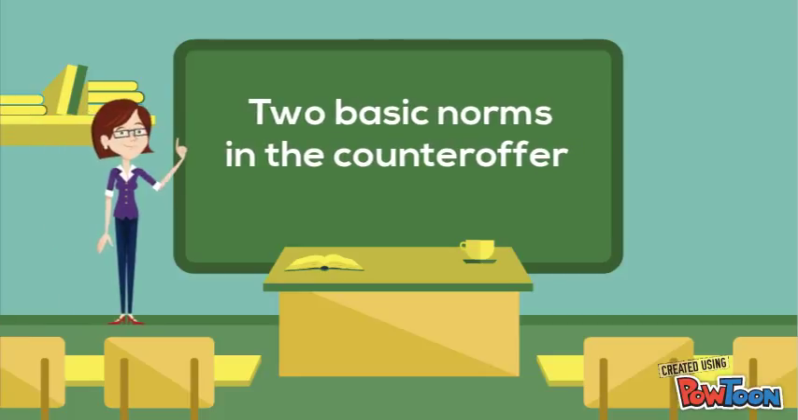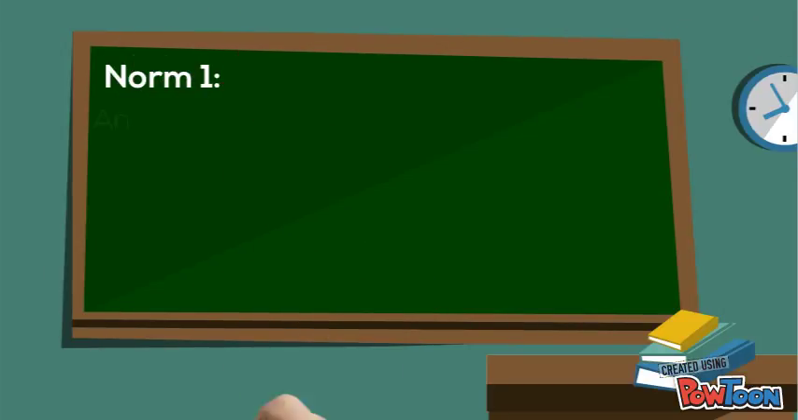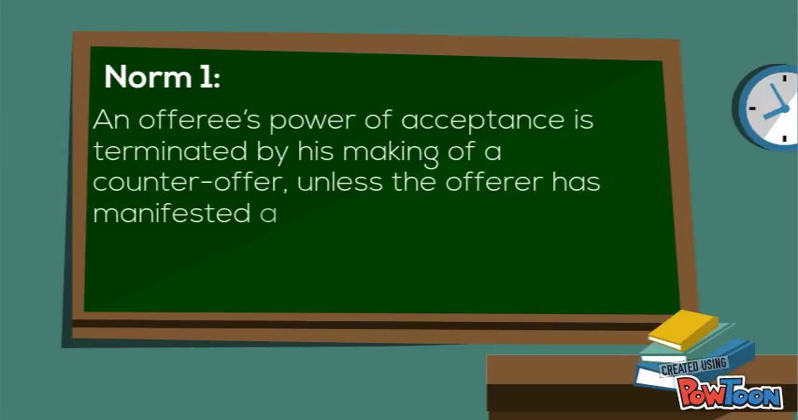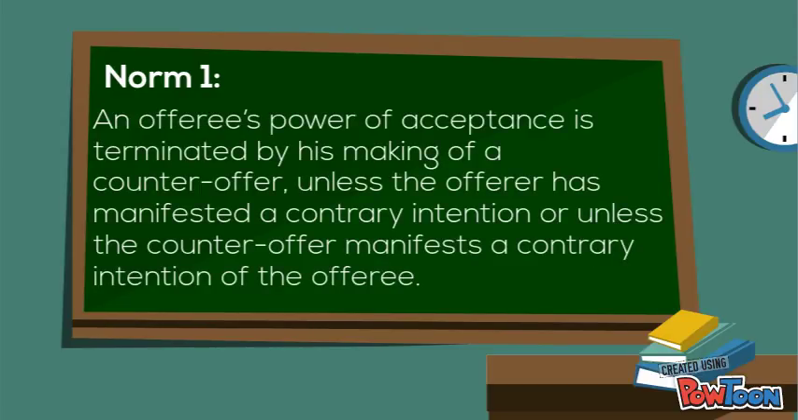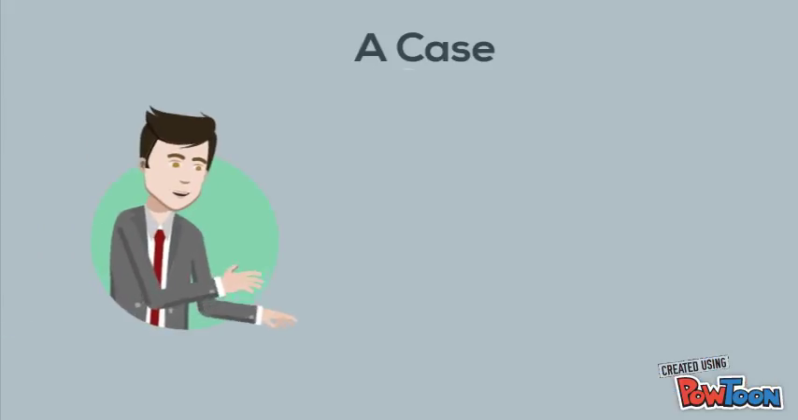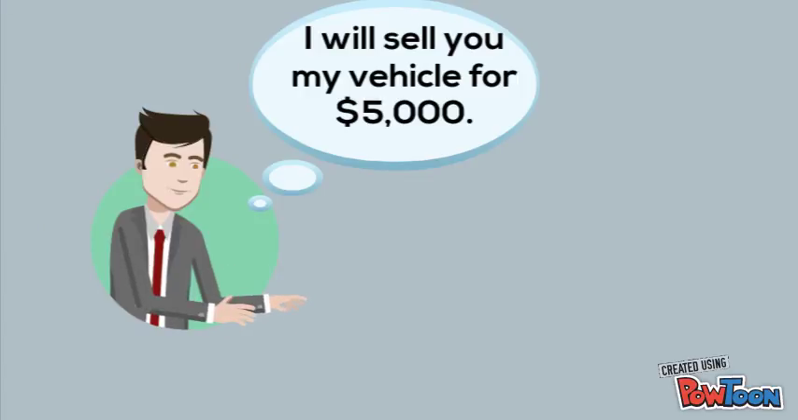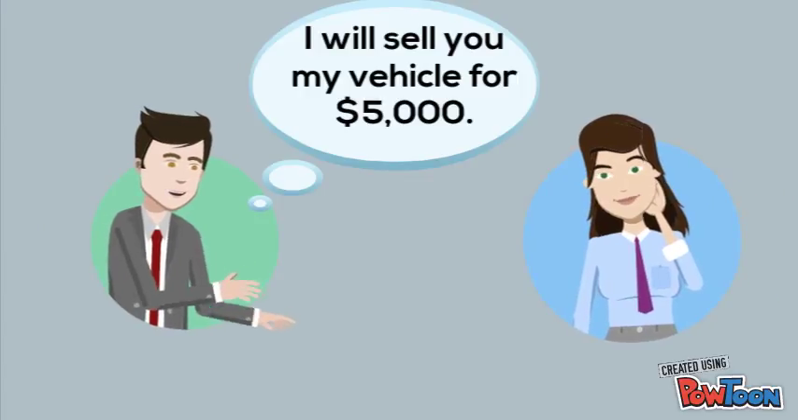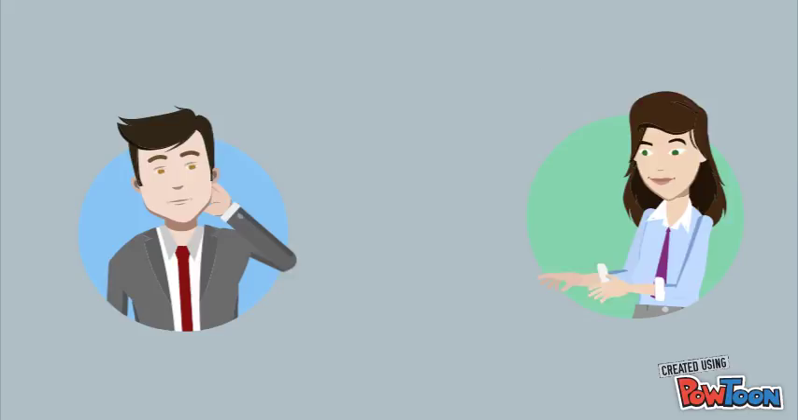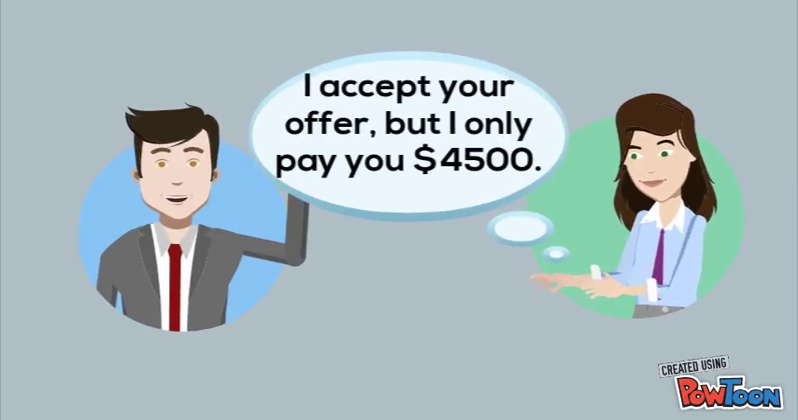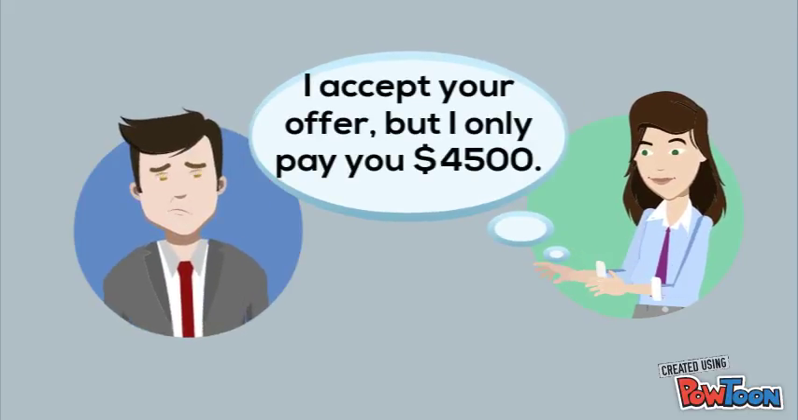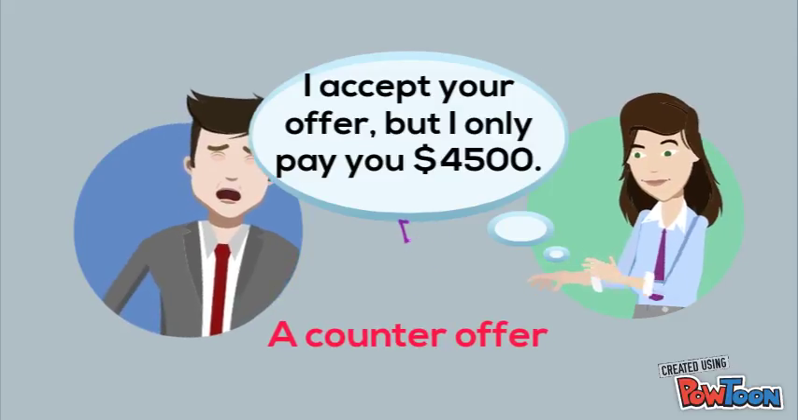As a way of performing business, a counteroffer is made under two basic norms to ensure the clear, lawful, mutual understanding of both sides. Number one is that making a counteroffer automatically terminates the offeree's power to accept the original offer. Here is one example. Suppose the offeror proposes to sell the vehicle to the offeree for $5,000. In response to the offer, the offeree states, "I accept your offer, but I only pay you $4,500." She is giving a counteroffer instead.